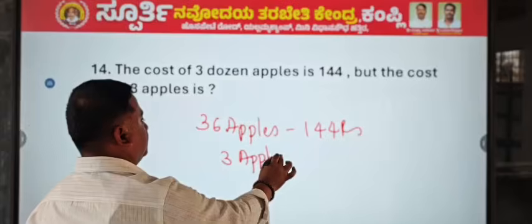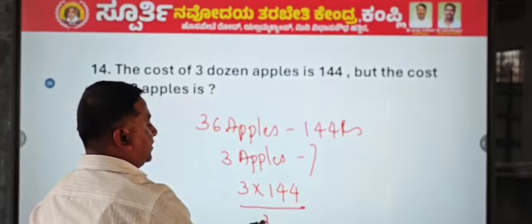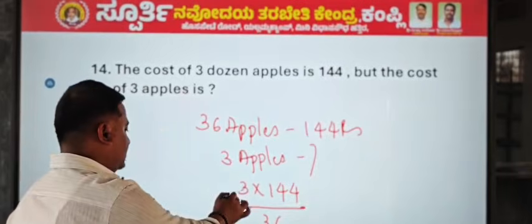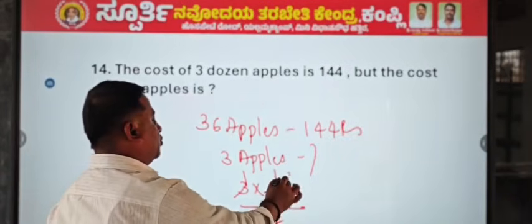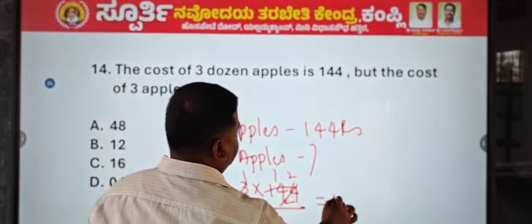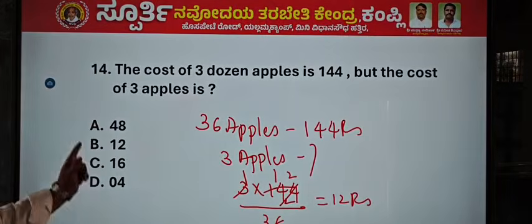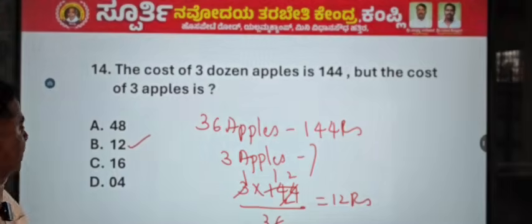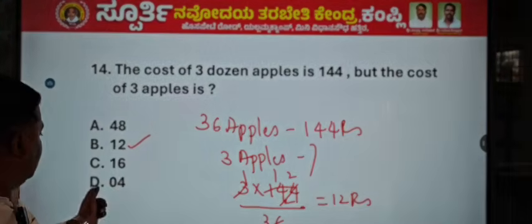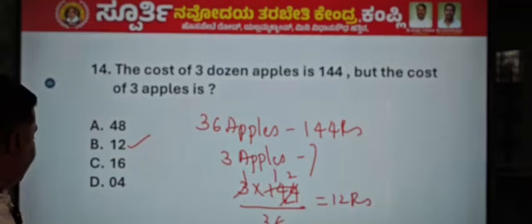The cost of 1 apple: 144 divided by 36. 3 ones are 3, 12 twos are 12 ones are 12. For each apple, the cost is 12 rupees. Your first option, 48, is wrong. Second option, 12 rupees, yes, it is the correct answer. Third option, 16 rupees, is also wrong. Fourth option, 4 rupees, is also wrong. Okay, we move to the next question.